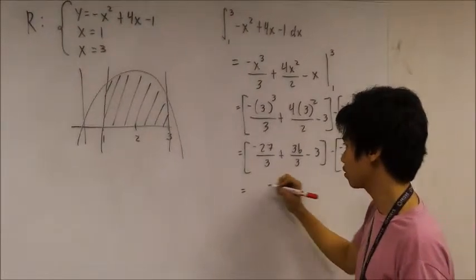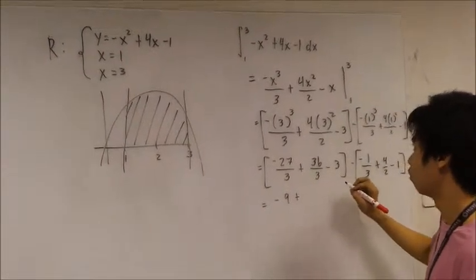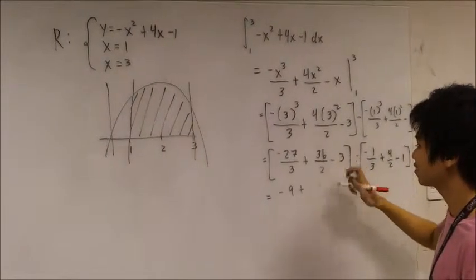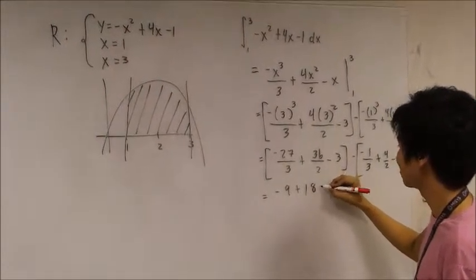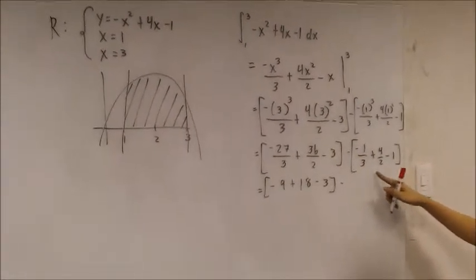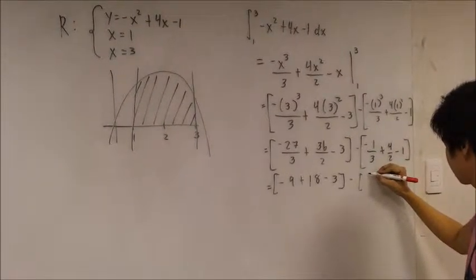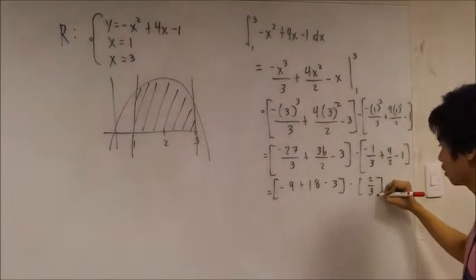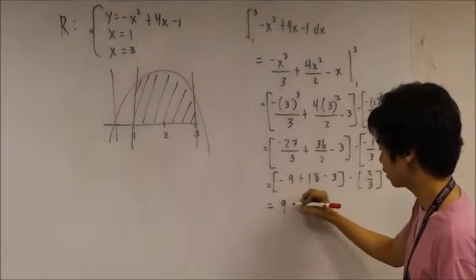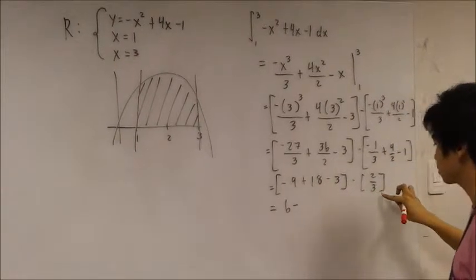If we simplify this further, we have negative 9 plus 36, I'm sorry, this is over 2 from here. So you have 36 over 2, which is 18, minus 3. Minus this part, which if you compute for this, this is 2/3. Now if you simplify this again, negative 9 plus 18, this is 9 minus 3, so we can write it as 6 minus 2/3.